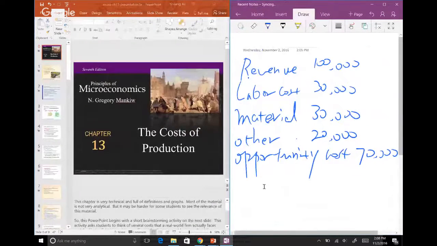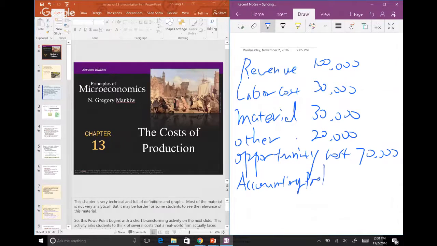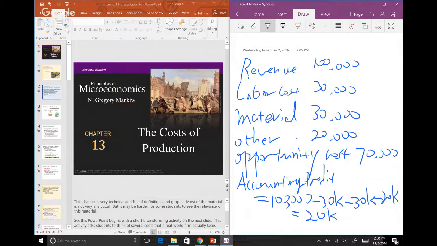All right, so for accounting profit, equal to your revenue, which is $100,000, minus your explicit cost, so everything we pay money for. So the labor is 30,000, the materials 30,000, and then other expense 20,000. So for the entire year, my accounting profit is going to be $20,000 profit.